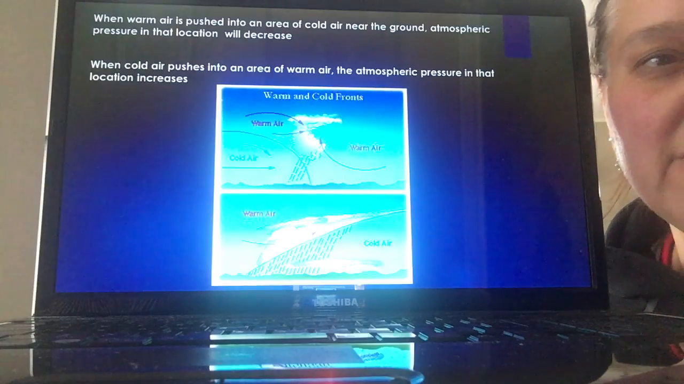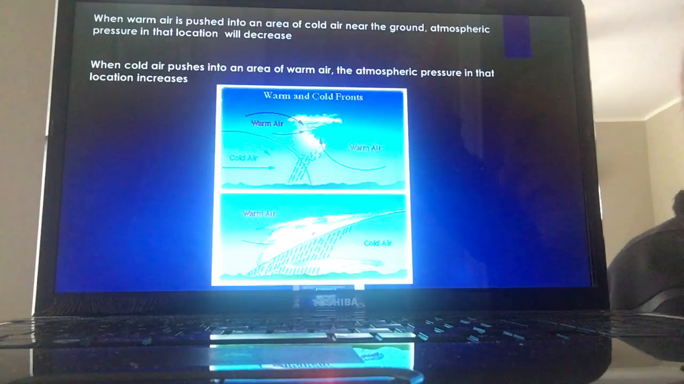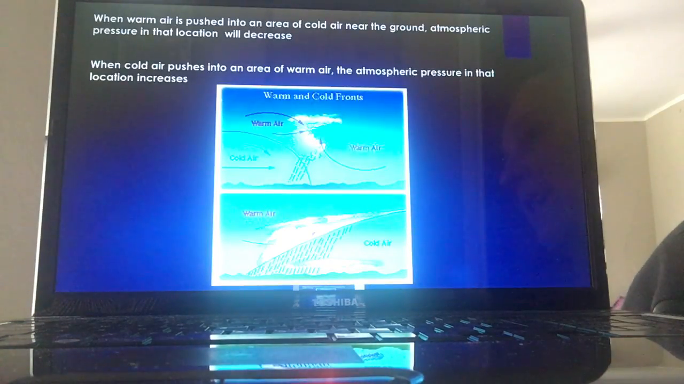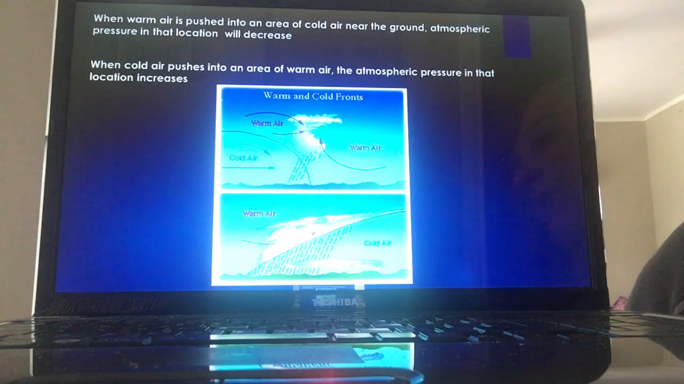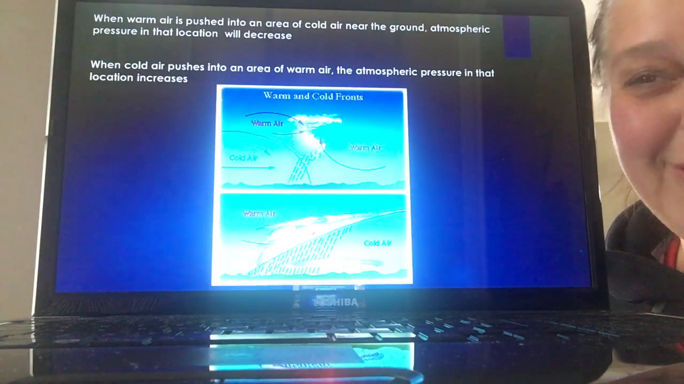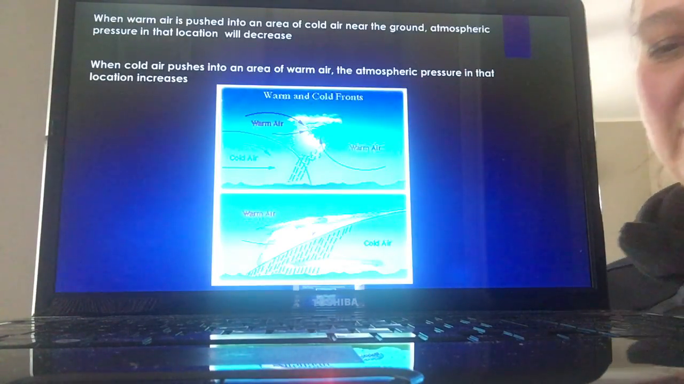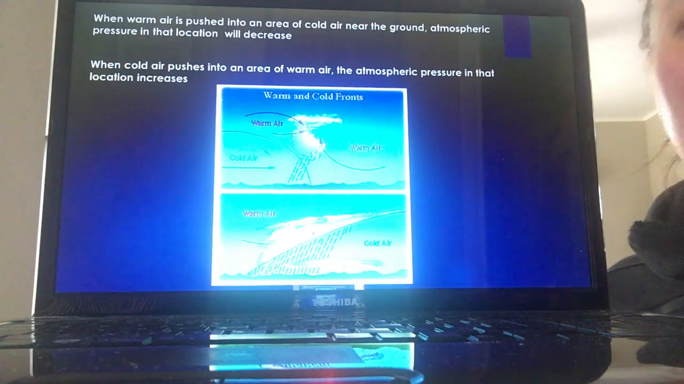Okay, this also is a continuation from our last lesson. When warm air is pushed into an area of cold air near the ground, the atmospheric pressure in that location will decrease. We just said on the other slide that warm air has a lower pressure, so if warm air pushes itself into a new area, it will decrease the pressure. The opposite is true: cold air has a higher pressure, so when cold air pushes its way into an area of warm air, it's going to increase it. If you listen to the news or watch weather reports, it's more the change in pressure that we're concerned about, not necessarily the pressure itself. Is the pressure rising or decreasing? That's an indication of whether warm air or cool air is coming.